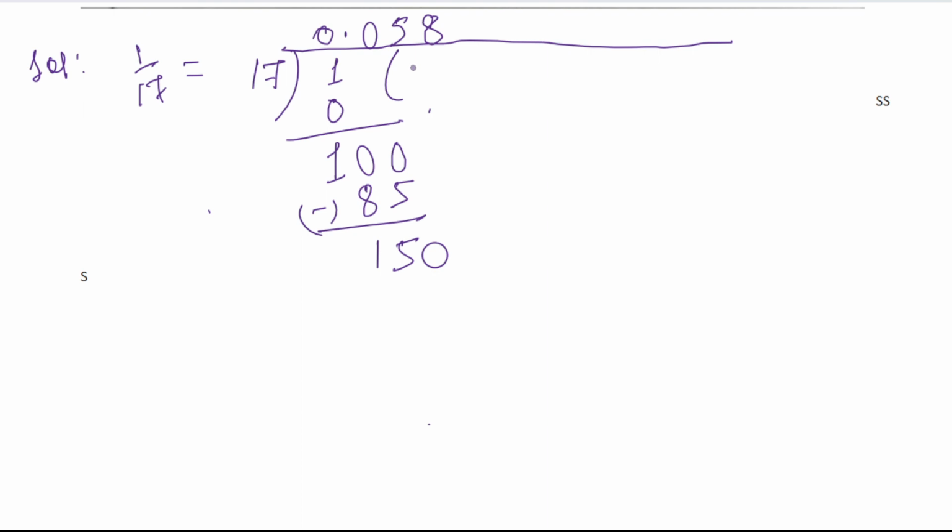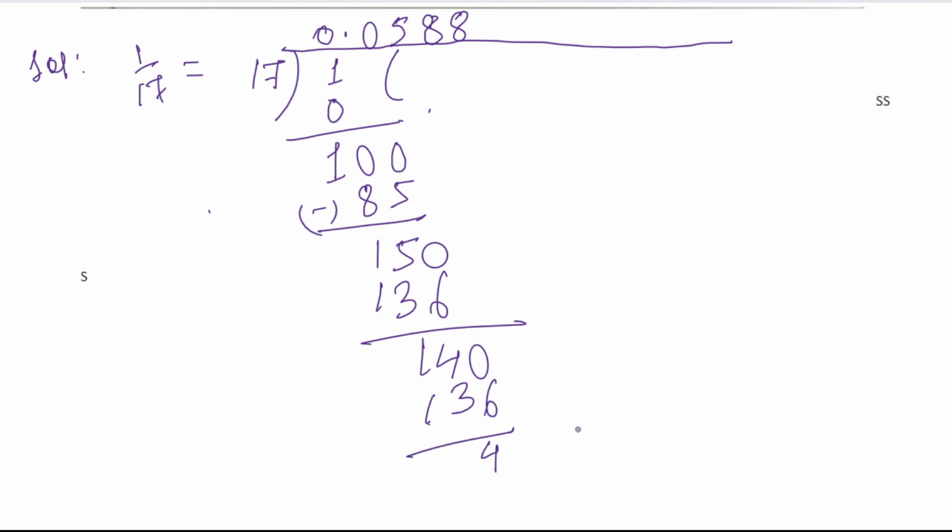8 into 17 is 136. 150 minus 136 is 14. Because of this decimal point, a 0 will be free all the time. Okay, again 17 and 140, again 8 times, 136. This is 4. Again 0 free.